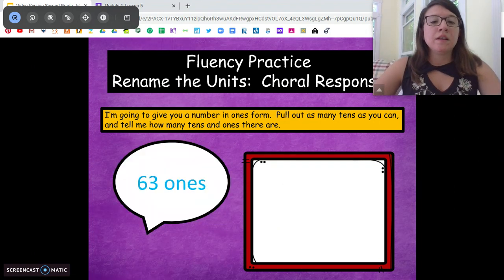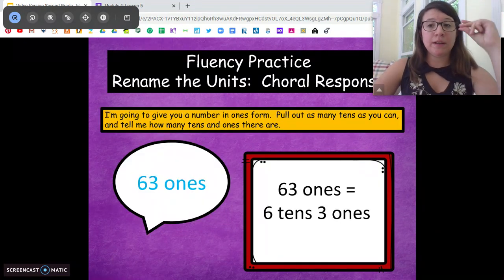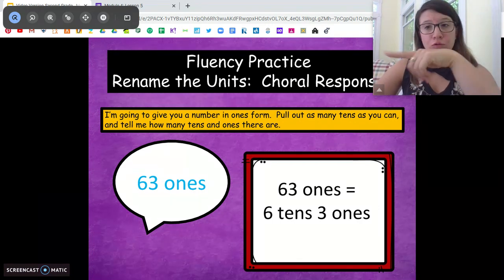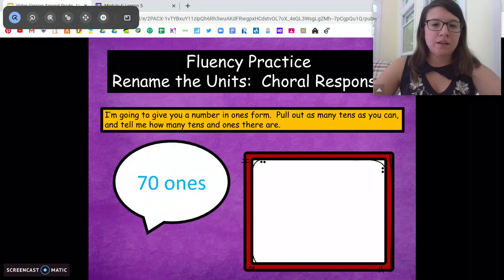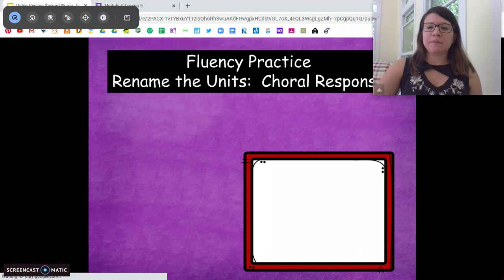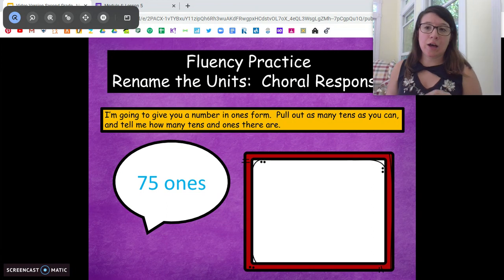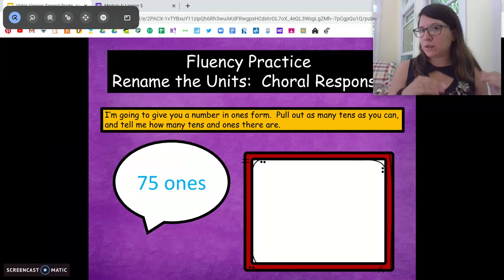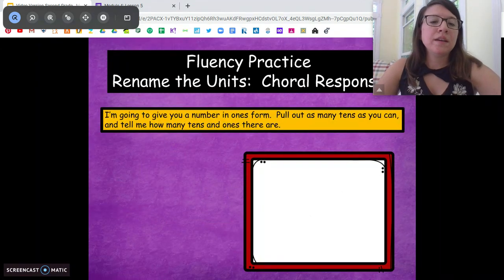Very good. 63 1s. Use this answer to help you. 63 1s is 6 10s, 3 extra 1s. Because we have 60, 1, 2, 3, 10, 20, 30, 40, 50, 60, and then 3 extra 1s. 70 1s. 7 10s. Awesome. Use the last one to help you. 75 1s. How many 10s and then how many extra 1s? 7 10s, 5 1s. Awesome job.